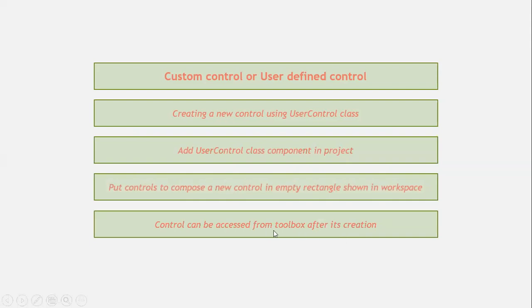A control will automatically be added into the toolbox after its creation only when there is a property that we have to set to true, for automatically populating the toolbox. We can access it from the Tools menu and the Options submenu. In there we have a Windows Forms category, and from the Windows Forms category we can set the setting of automatically populating the toolbox from the custom controls that we have created in the project.